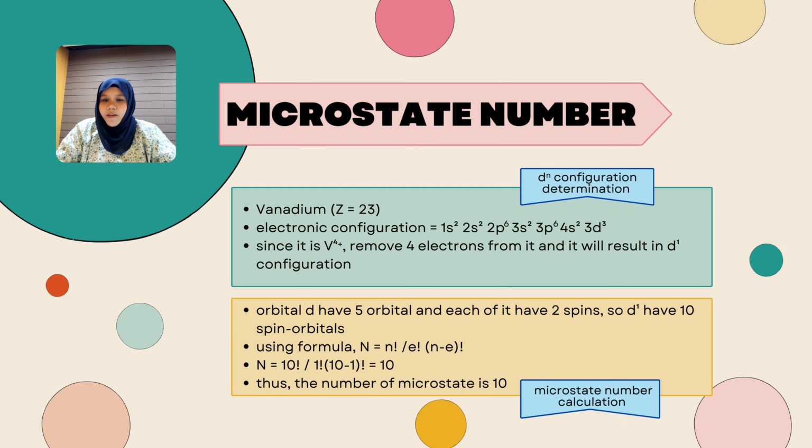Now, how can we determine the microstate number? First, we need to find the atomic number of vanadium, which is 23. The atomic number 23 gives 1s2, 2s2, 2p6, 3s2, 3p6, 4s2, and 3d3 electronic configuration. Since the oxidation state of vanadium in this complex is +4, we will remove 4 electrons, 2 from the 4s2 orbital and 2 from the 3d3 orbital. Then we will get a d1 configuration. Next is the microstate number calculation. There are 5 orbitals in the d subshell and each of them has 2 spins. Using the formula, we will get 10 as the microstate number.